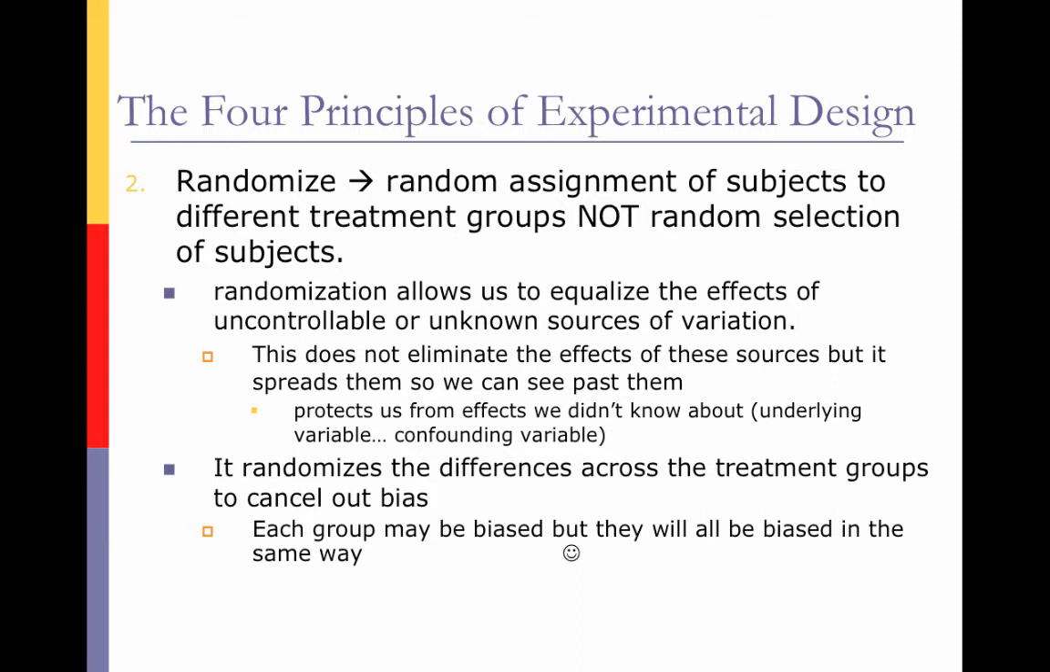It also randomizes the differences among the different treatment groups to cancel out bias. So each group might be biased, but as long as it was a random assignment of the subjects, then each group will end up being biased in the same way, so the bias won't actually affect our results. And speaking of bias, that kind of leads us to blinding. So in an experiment, having a source of bias within each treatment group is not the end of the world, because as long as we used randomization, it will work.